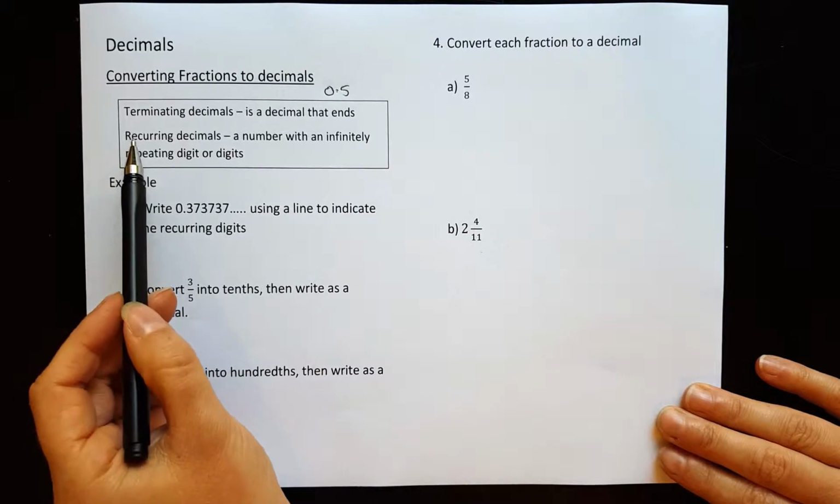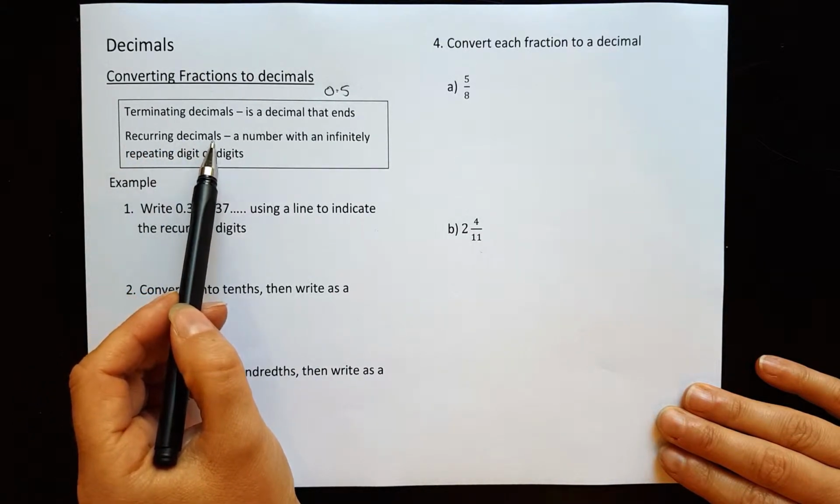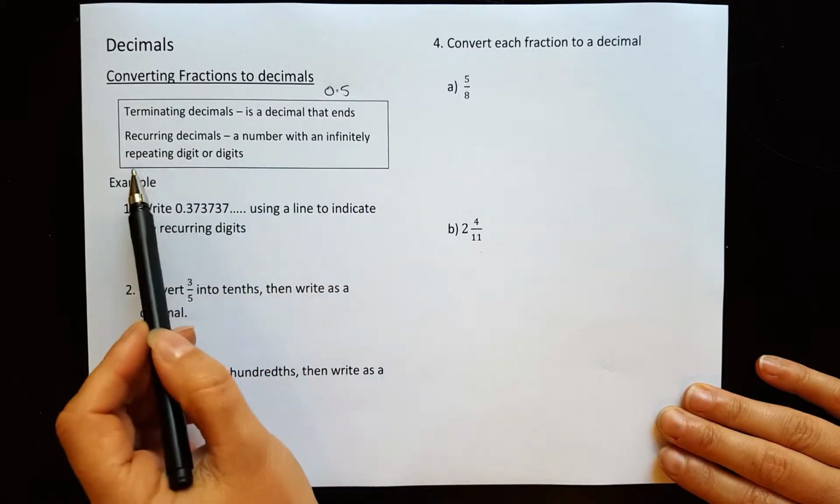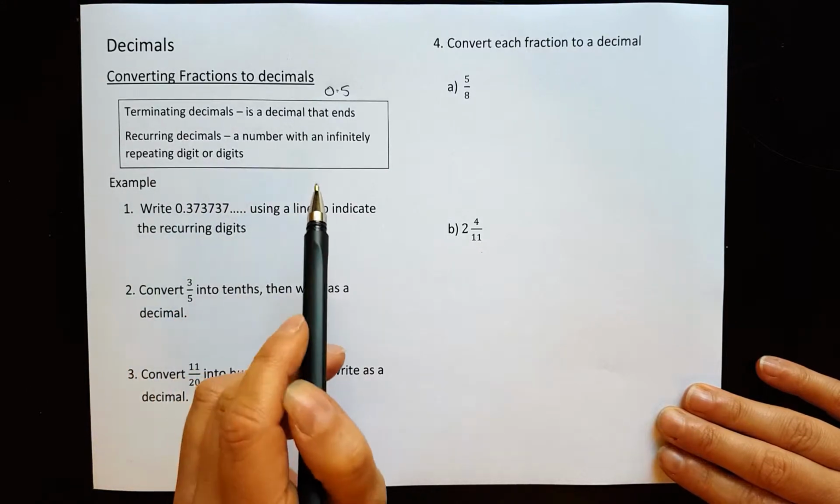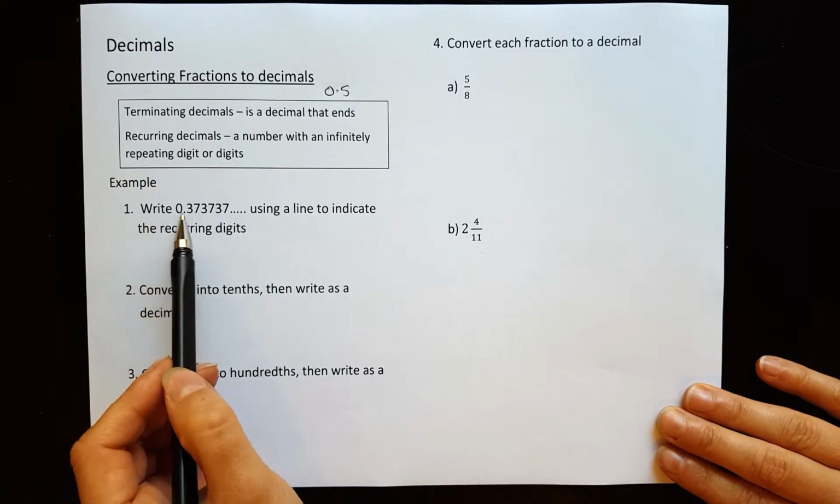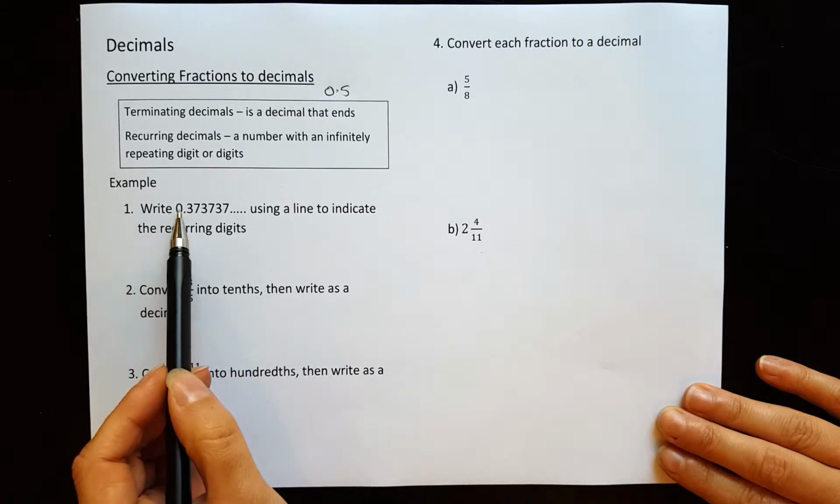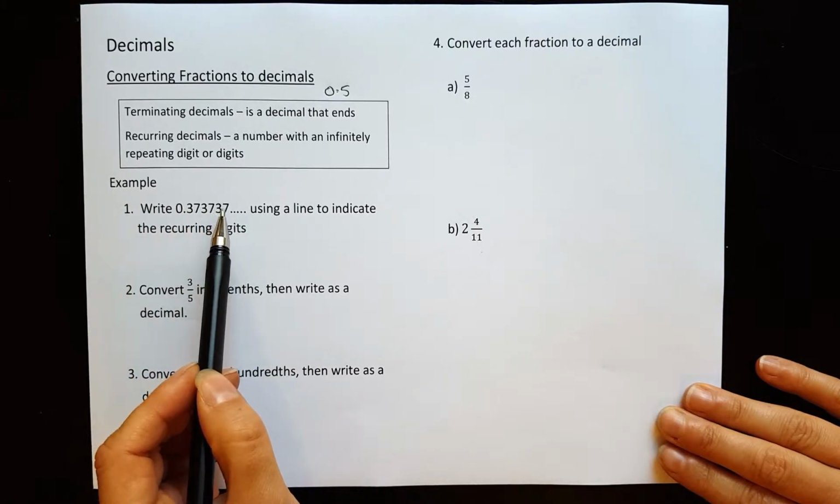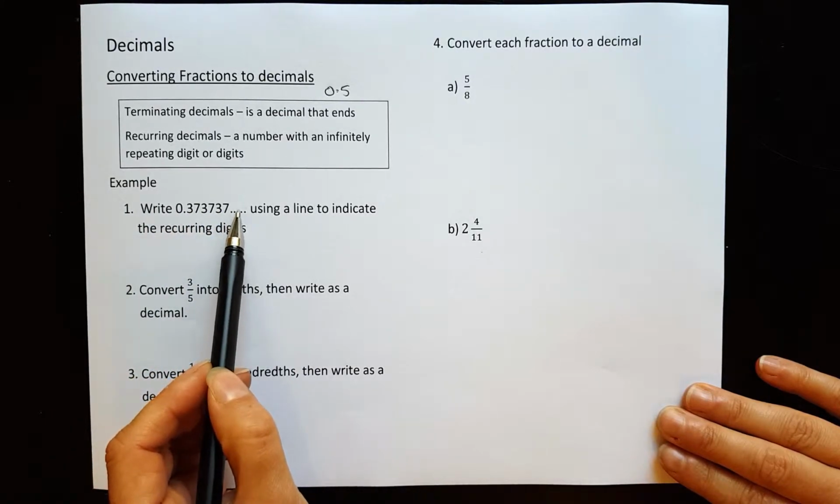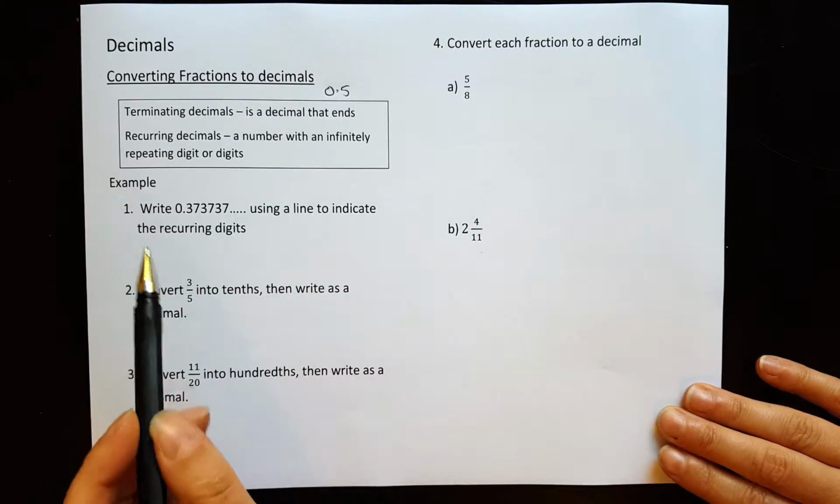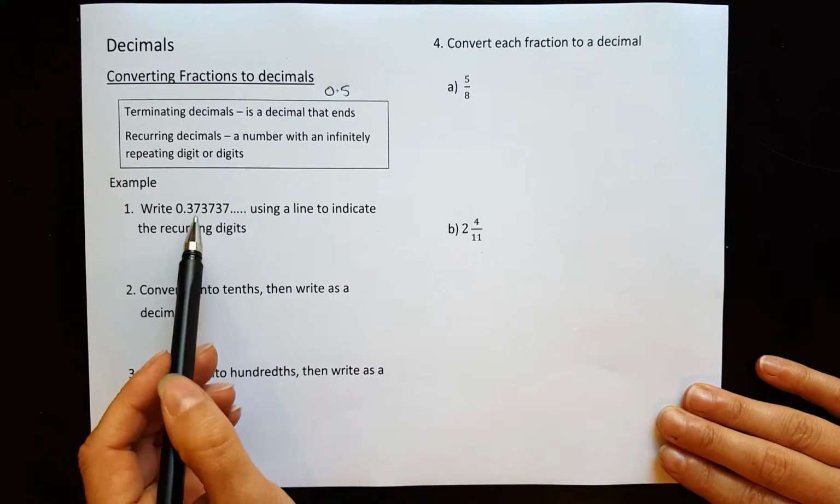But we're also going to get what is called recurring decimals, which is a number with an infinitely repeating digit or digits. So like this one here, for example, 0.373737, and we use dots to indicate that that's going to just keep going forever. That is a recurring decimal.